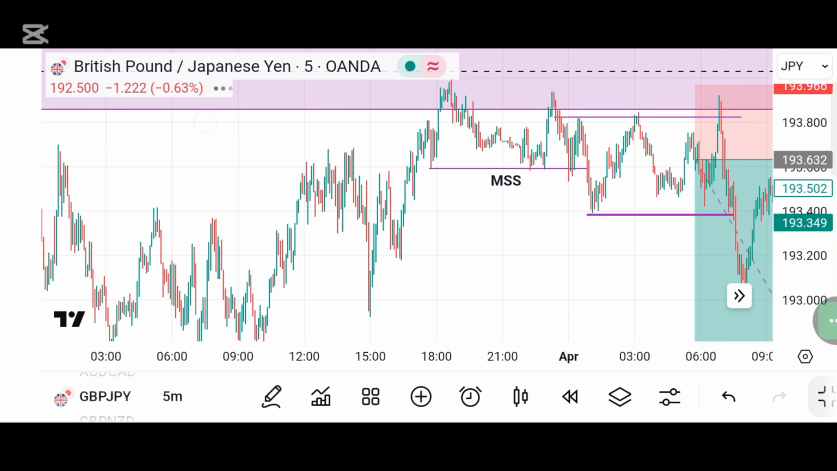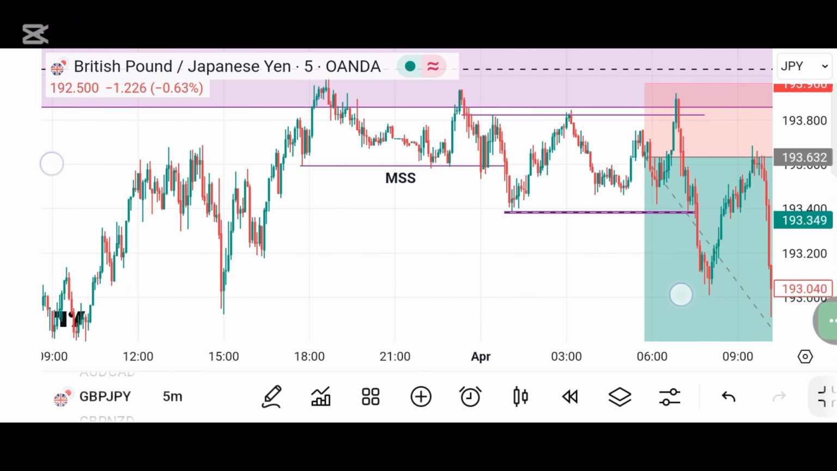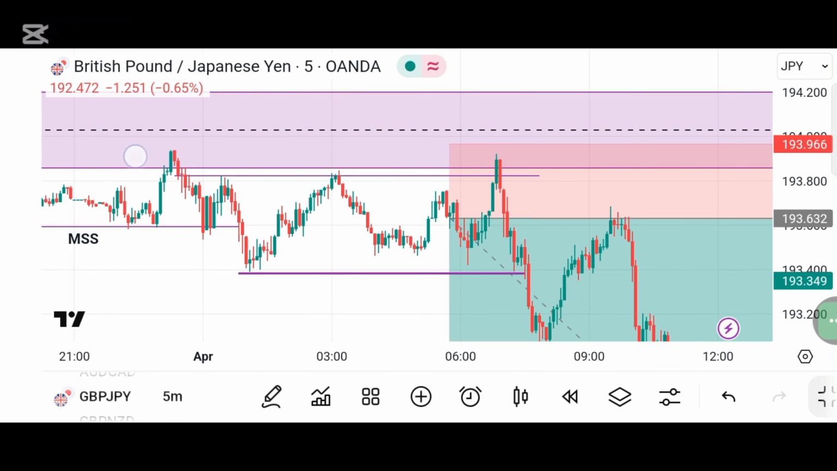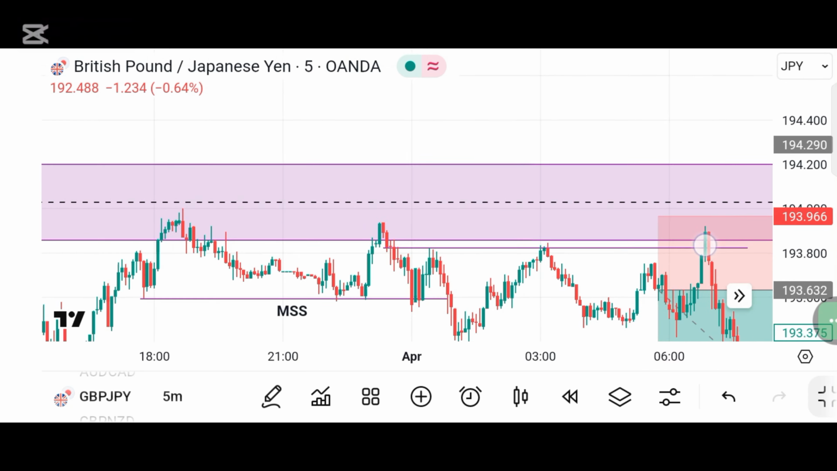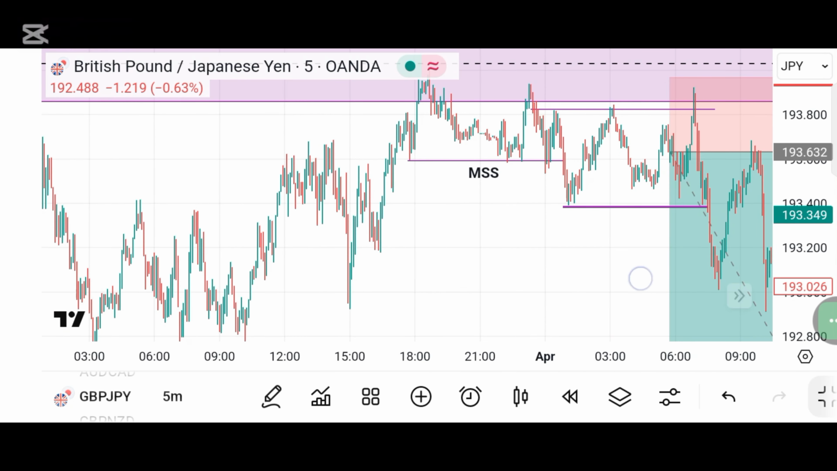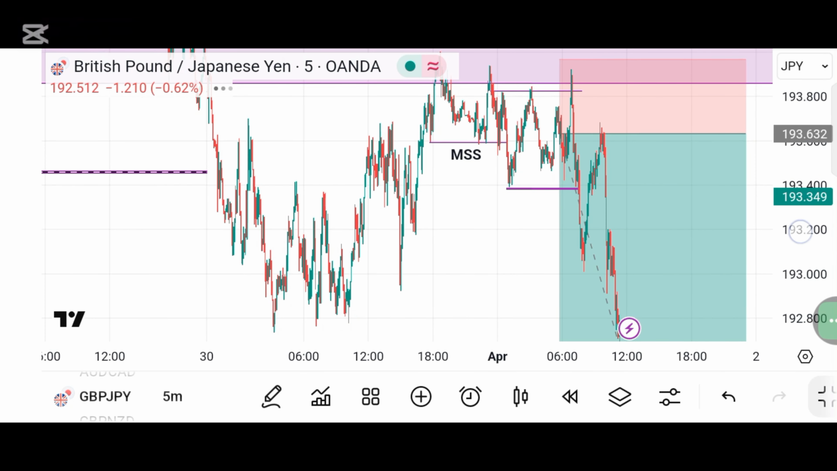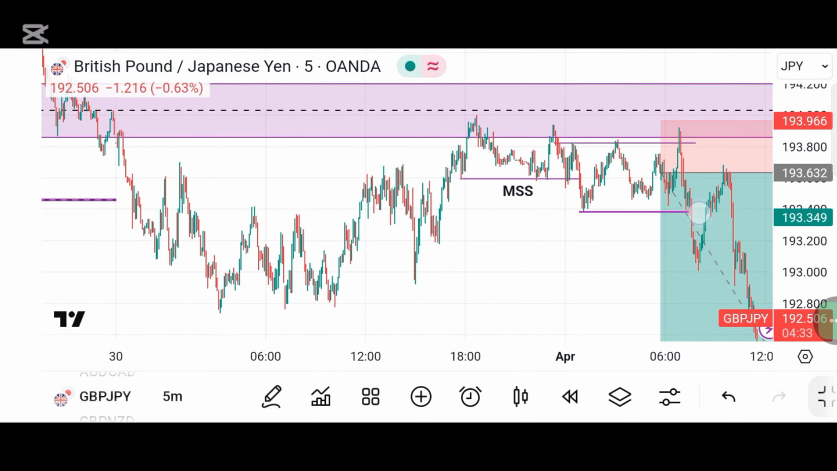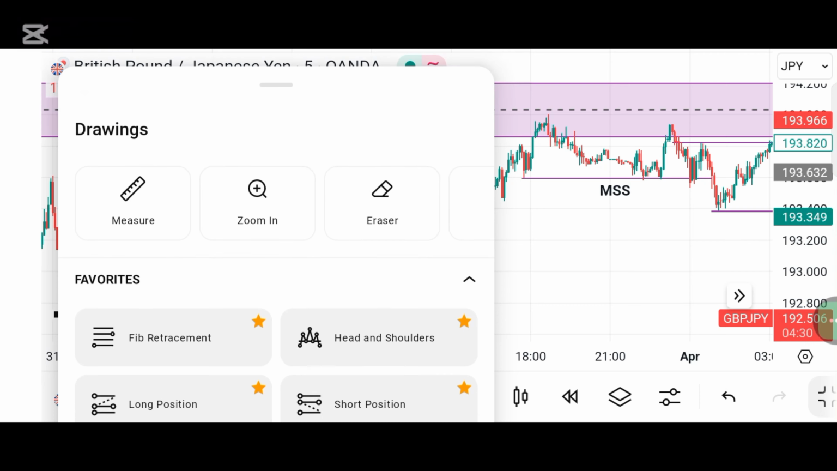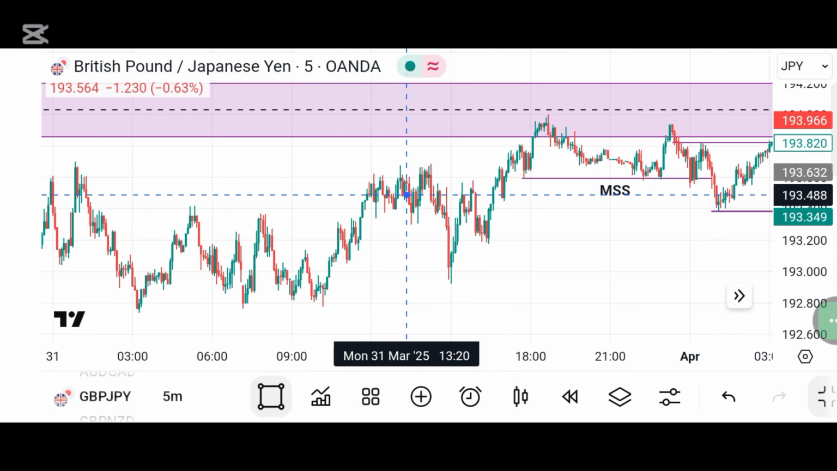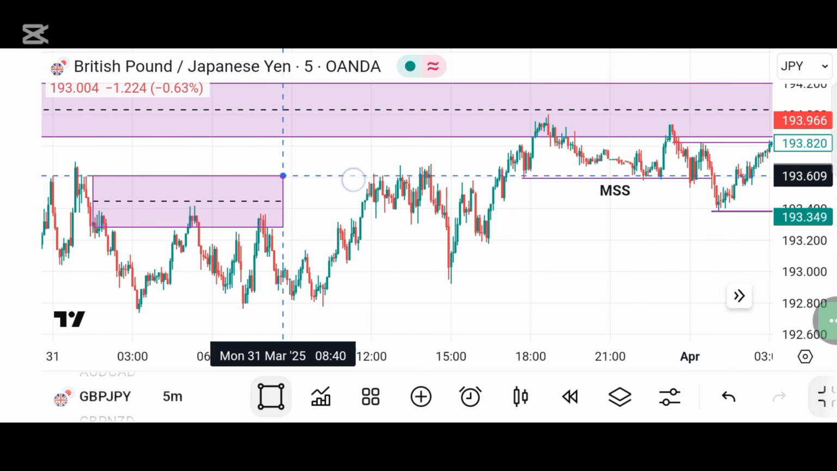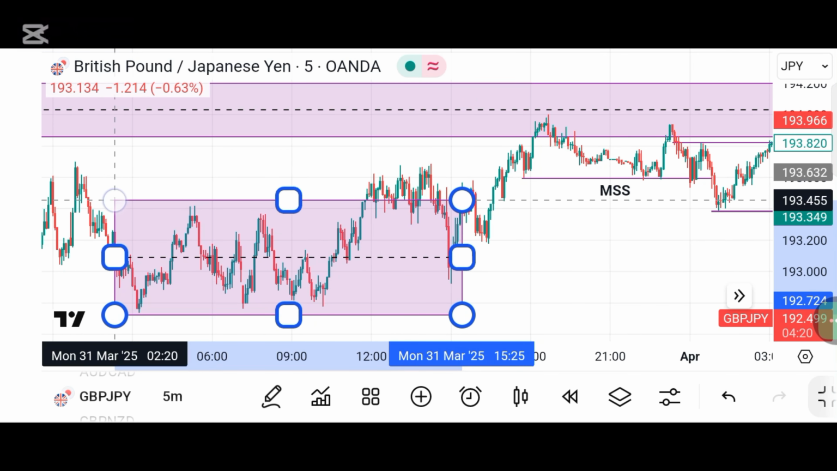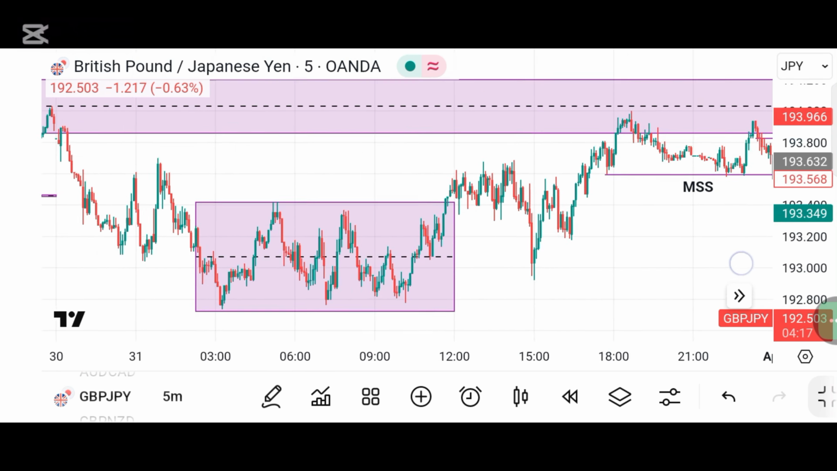GBP/JPY on 5 minutes. On 5 minutes, I could not really counter trade anything from here. This whole place here was not tradable. I think it was this level. What was that level of retracement? Okay, this whole level here was like a consolidating market for me, so there was no ideal shift in market structure. I was looking out for opportunities for counter trading, but this whole level here was quite confusing, so there was no shift in market structure here.